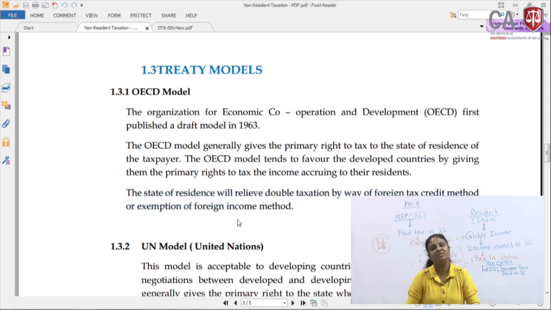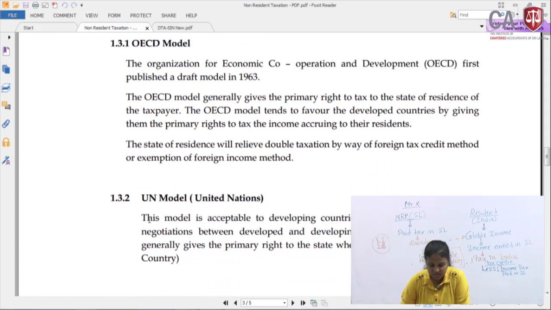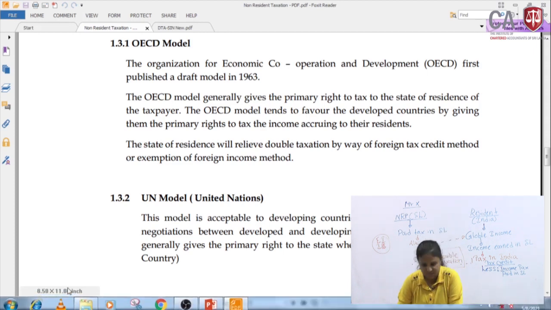Now, Lamai, when it comes to our Act, Inland Revenue Act number 24 of 2017, this foreign tax credit has been facilitated under Section 80. Okay. Then the UN model, for United Nations. This model is acceptable to developing countries and generally followed in negotiations between developed and developing countries. The UN model generally gives primary rights to the state where the income arises. That means from the UN model, the dominance is given to the source country. Okay, source of payment in the source country.